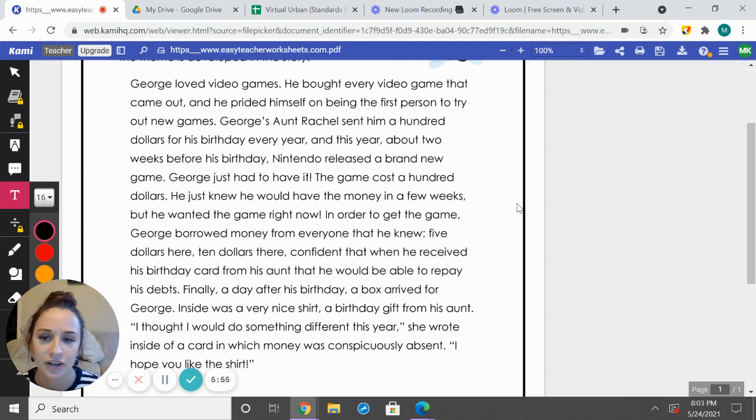He bought every video game that came out, and he prided himself on being the first person to try out new games. George's Aunt Rachel sent him $100 for his birthday every year, and this year, about 2 weeks before his birthday, Nintendo released a brand new game. George just had to have it. The game cost $100. He just knew he would have the money in a few weeks, but he wanted the game right now. So what's something in the beginning that kind of tells us what George is doing, right?